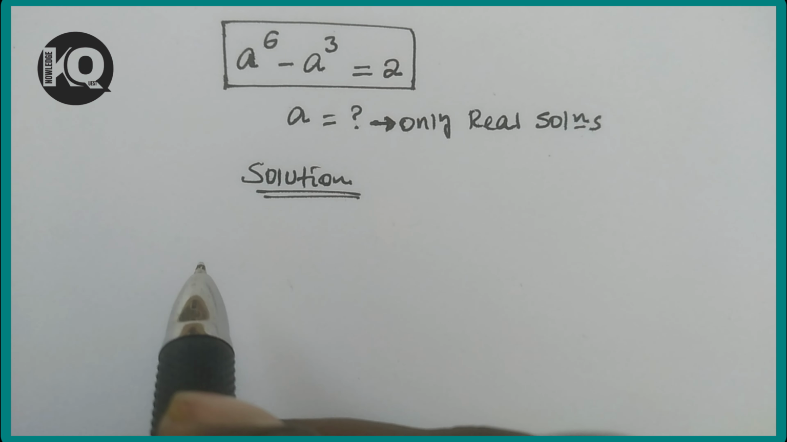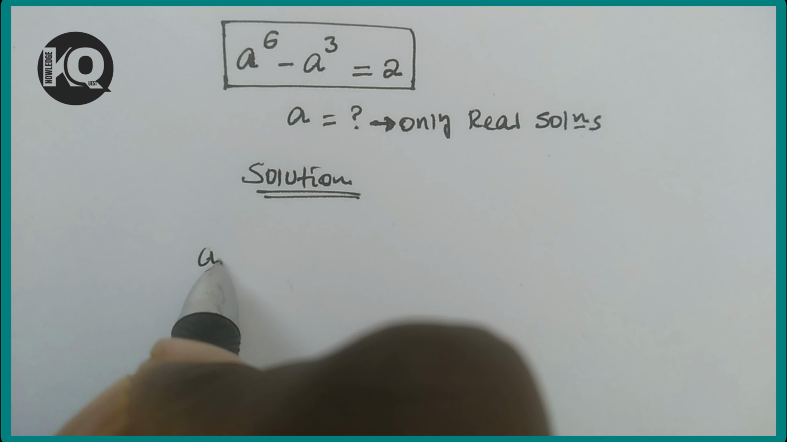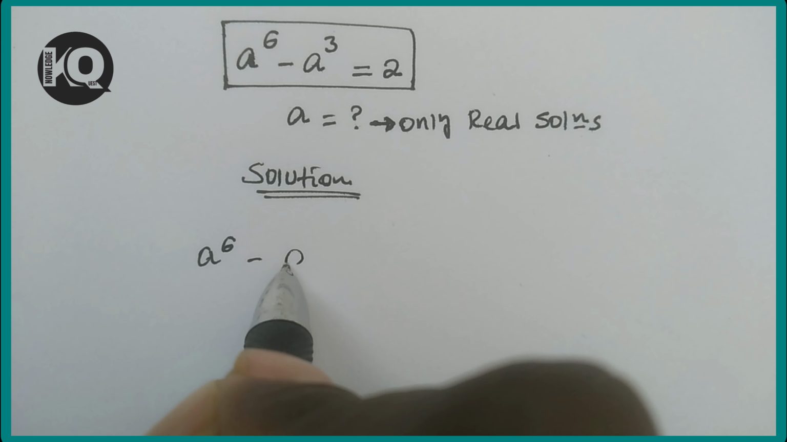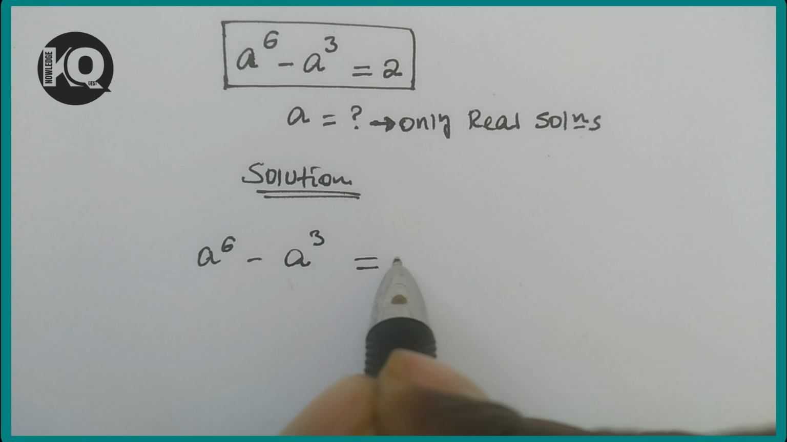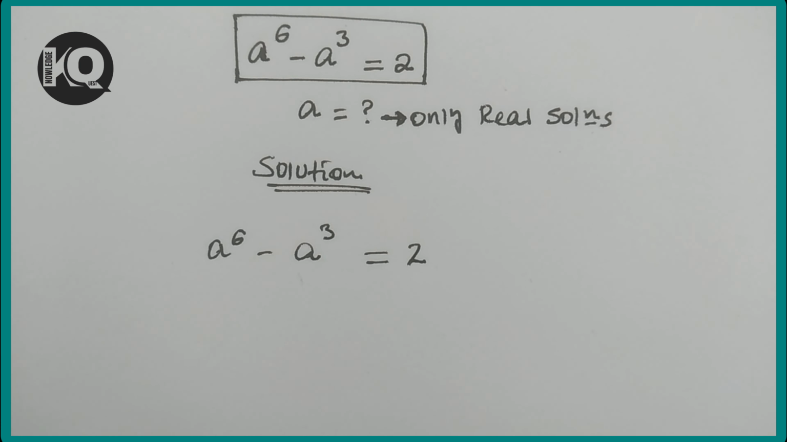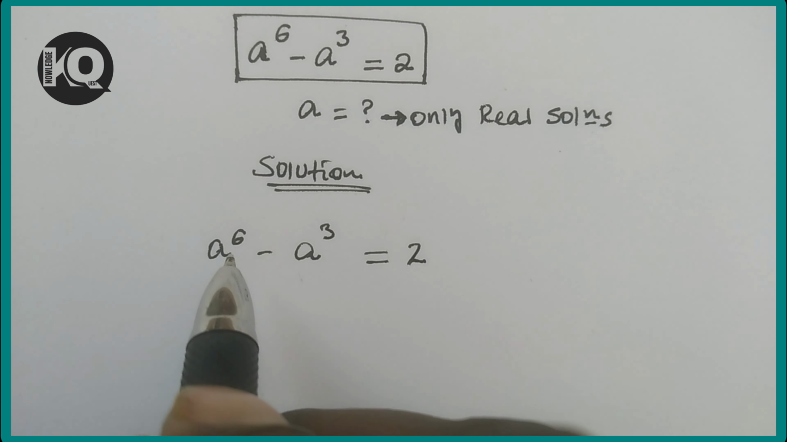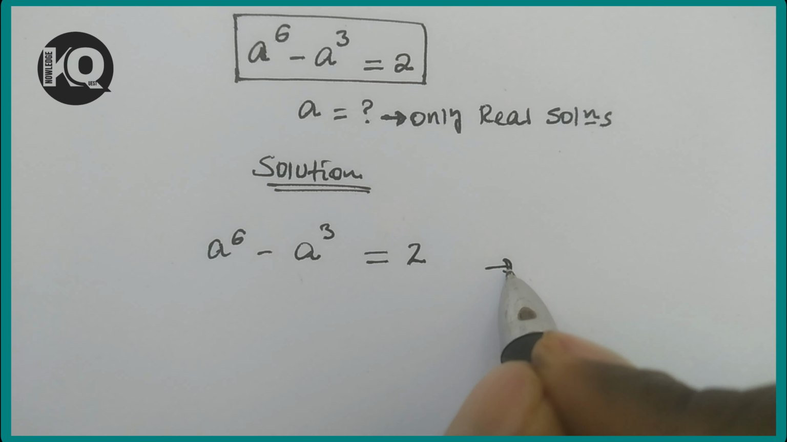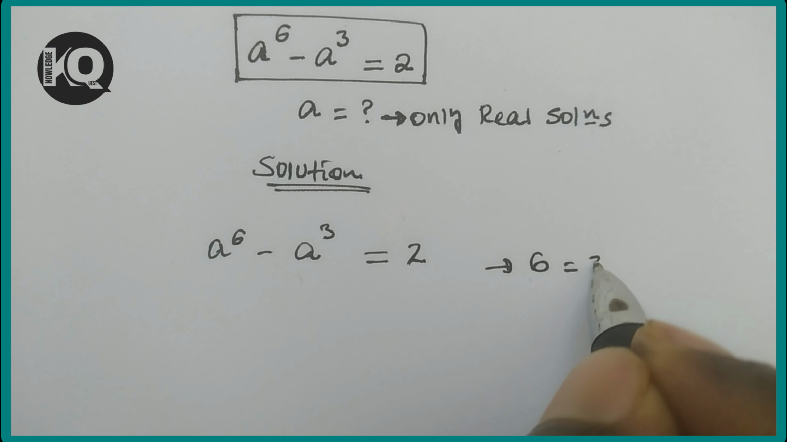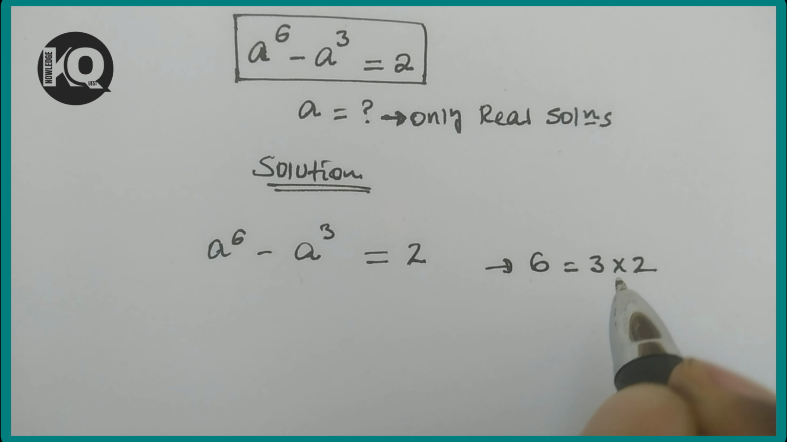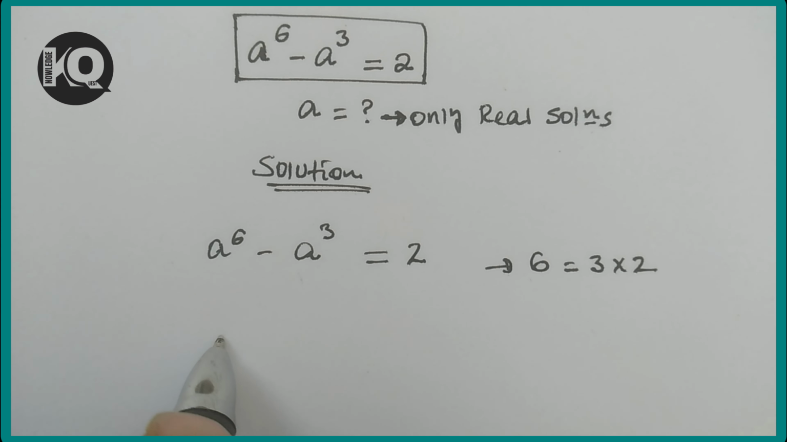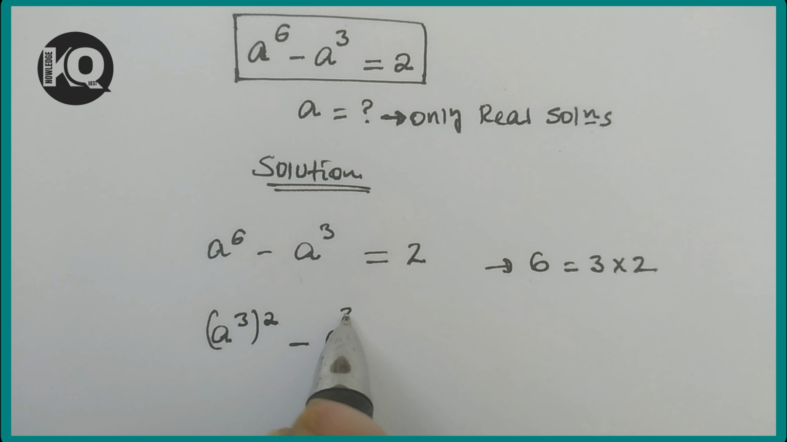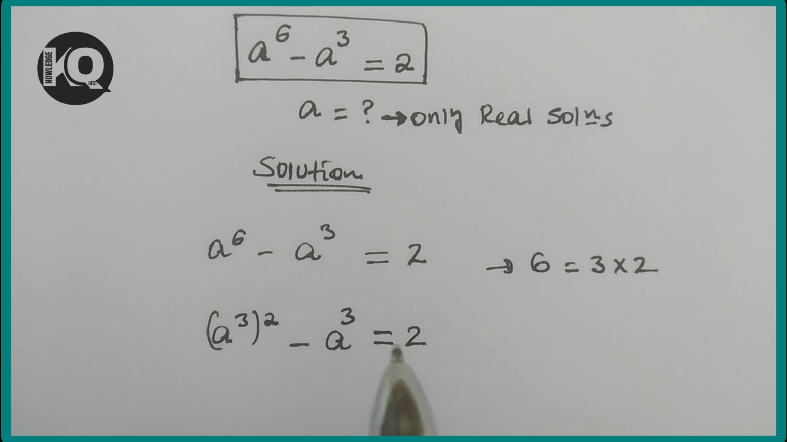Solution. Let's record the problem: a power of 6 minus a power of 3 is equal to 2. In the first step, let's factorize this 6. So 6 can be factorized as a product of 3 and 2. So a to the power of 6 will be a power of 3, power of 2, minus a to the power of 3, which is equal to 2.